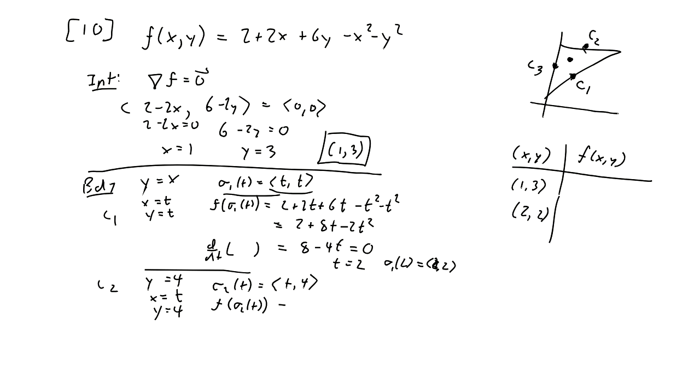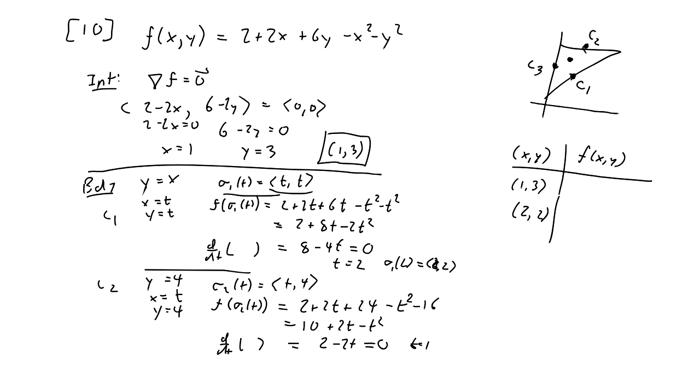I'm putting t for x, so that's 2 plus 2t plus 6 times 4 is 24 minus t squared minus 4 squared. Let's see what that gives us. 2 plus 24 minus 16 is 10 plus 2t minus t squared. And I'm going to take the derivative of that and set it equal to 0. So I take the derivative, which is 2 minus 2t, set it equal to 0, and that gives me t equals 1.